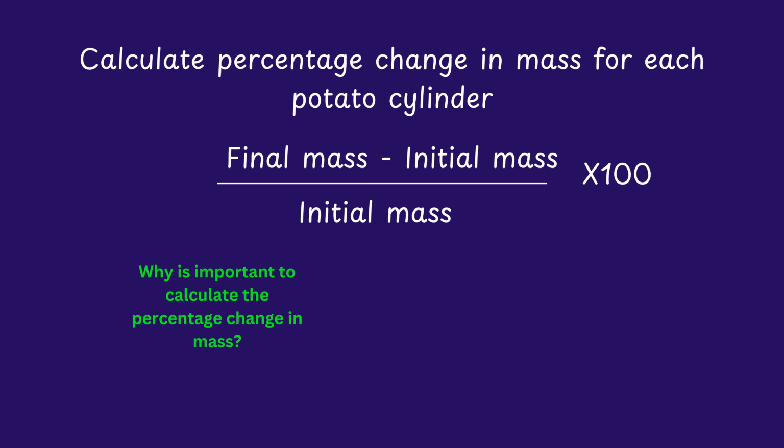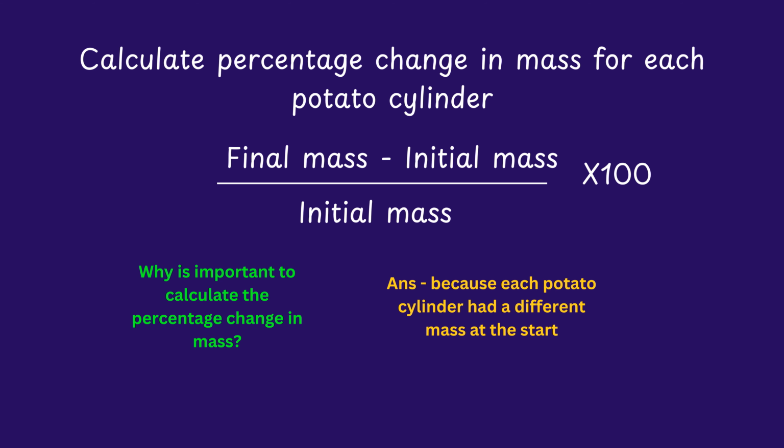Here is an exam question, a common exam question. Why is it important to calculate the percentage change in mass? Please write this question down, and this is the answer. Because each potato cylinder had a different starting mass or different mass at the start.